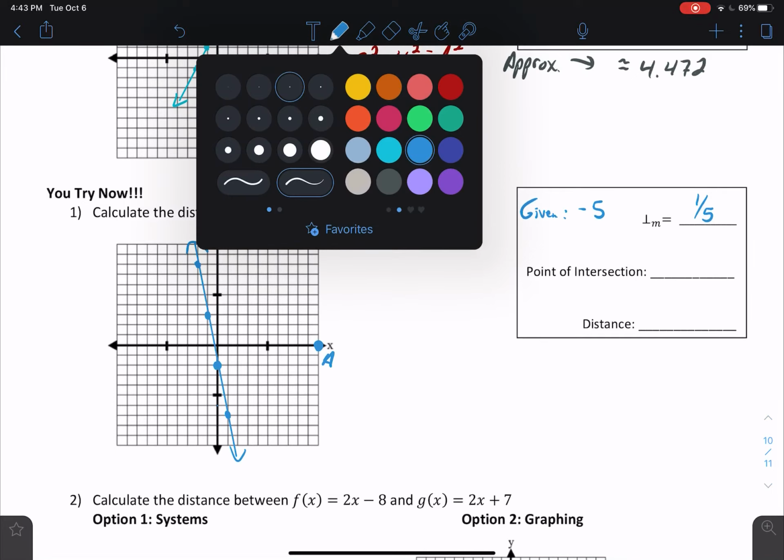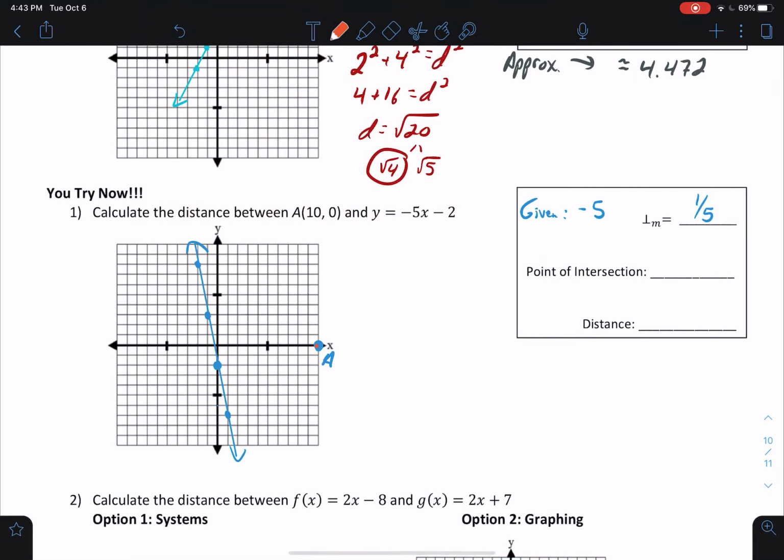So now starting at A, I'm going to apply that slope. So I could go up 1 to the right 5, but then I'm off my graph over here. I need to move towards my line. So I need to go down 1 to the right 5. Down 1 to the right 5. And I get to my point of intersection, which is at 0, -2. Okay, so now I need to find the distance between A and that line, the perpendicular segment.